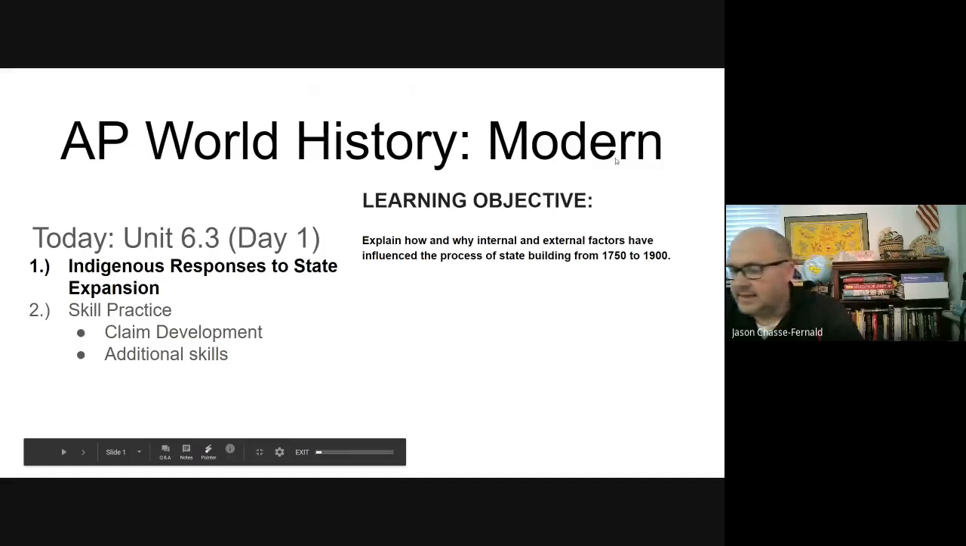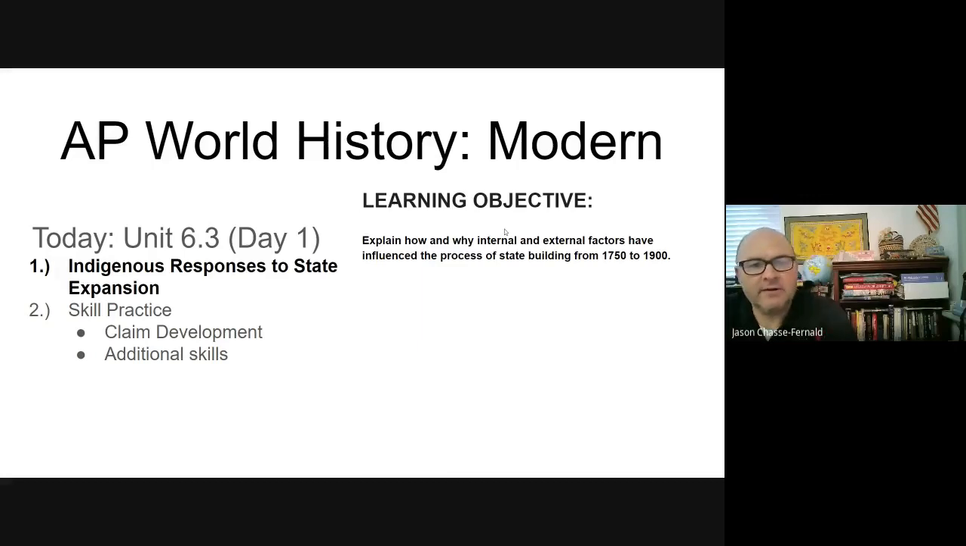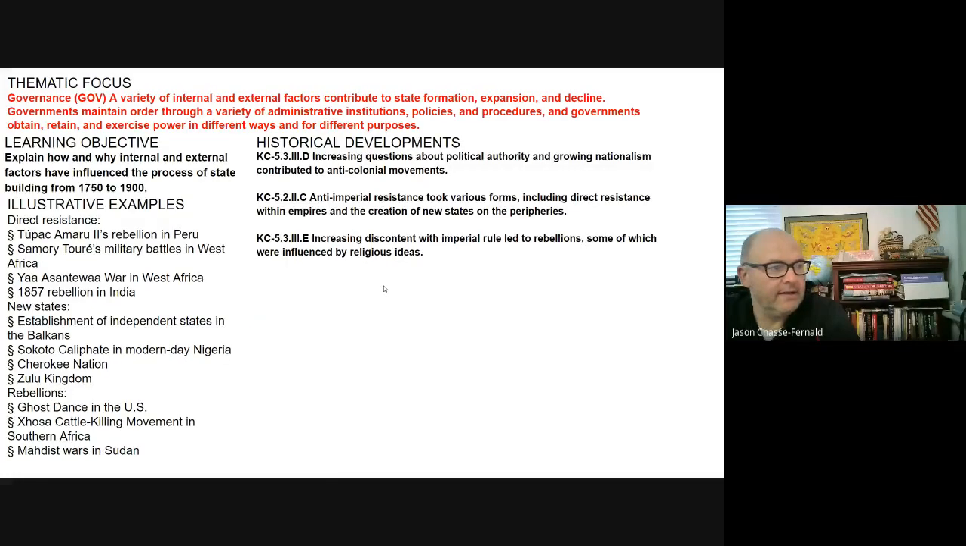Today we're going to begin day 1 of Unit 6.3, Indigenous Responses to State Expansion. The learning objective is explain how and why internal and external factors have influenced the process of state building from 1750 to 1900, with a specific look on the internal.